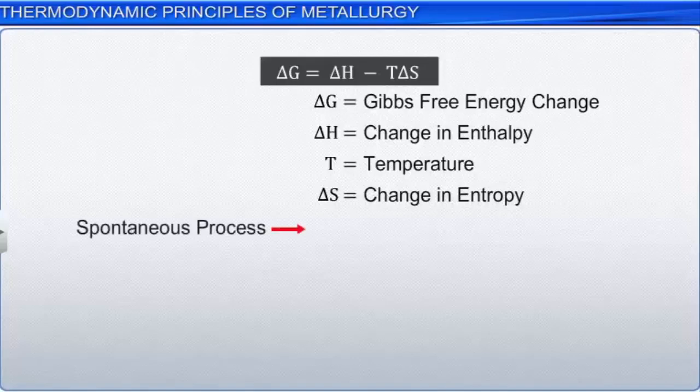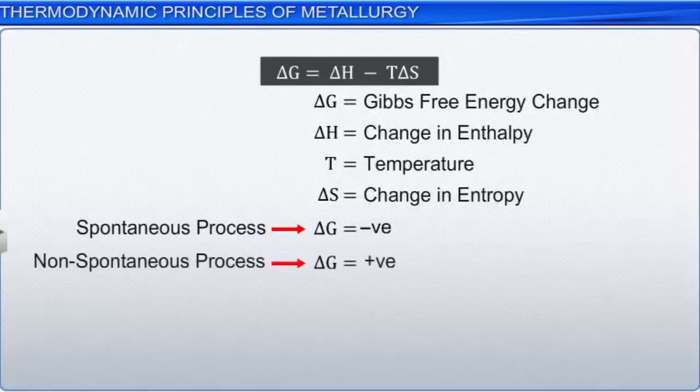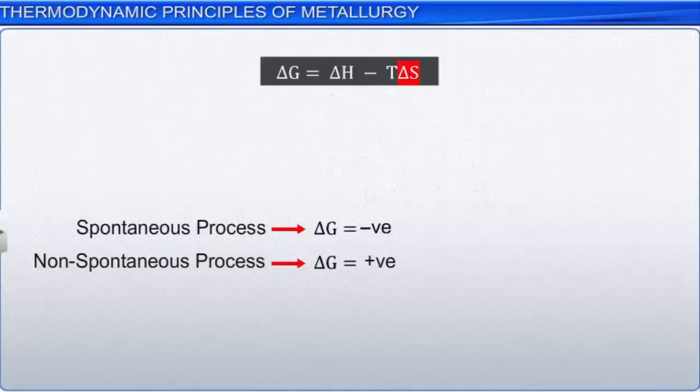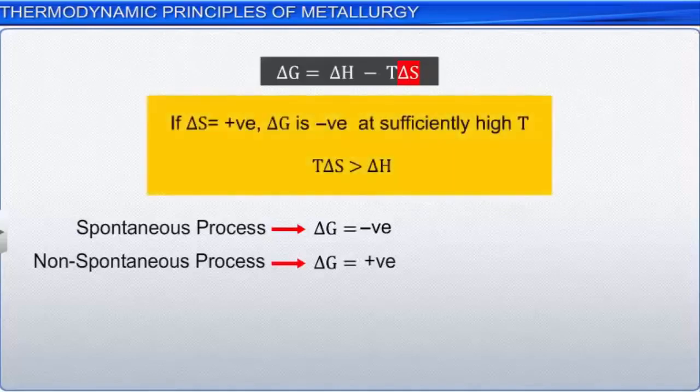For a spontaneous process, delta G is negative, while a positive value of delta G indicates a non-spontaneous process. It can be seen that for a reaction where the change in entropy delta S is positive, the reaction is spontaneous at a sufficiently high temperature, as the magnitude of T delta S exceeds delta H.